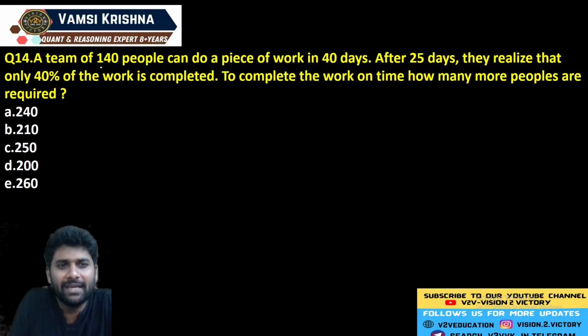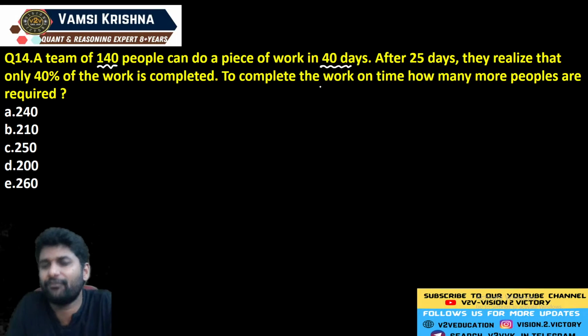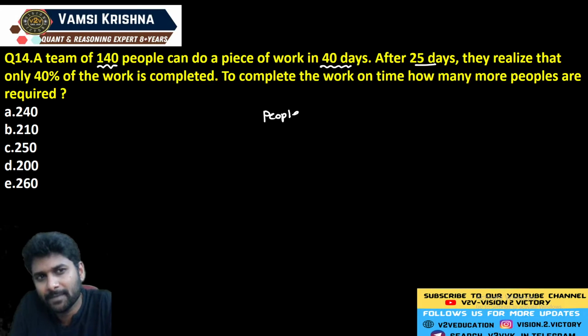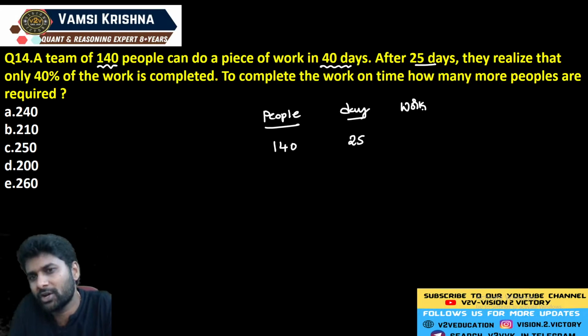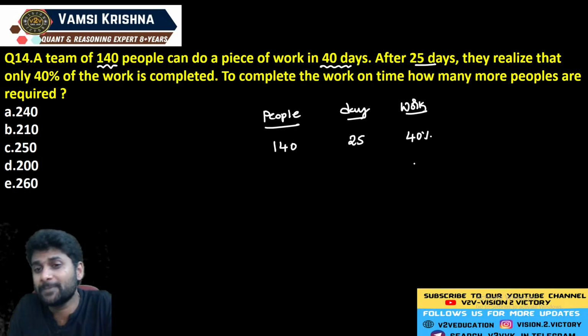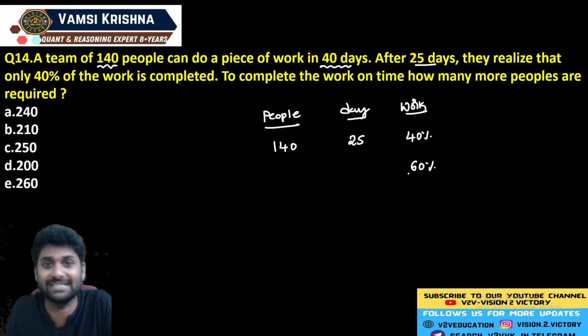Now see, a team of 140 people can complete the work in 40 days. After 25 days, guys, for these 25 days, how many people are working? Here 140 people are working for 25 days. Now they completed how much work according to the data? They completed only 40% of work. Now how much percentage of work is left? Guys, 60% of work is left.